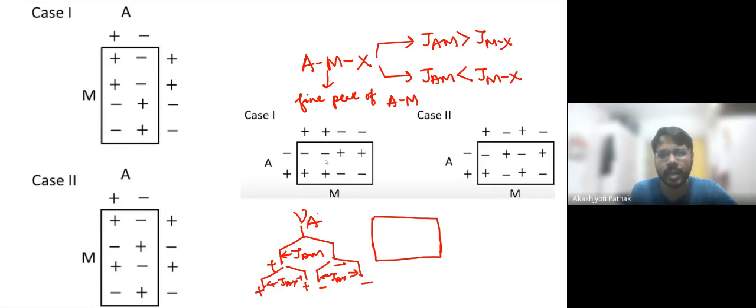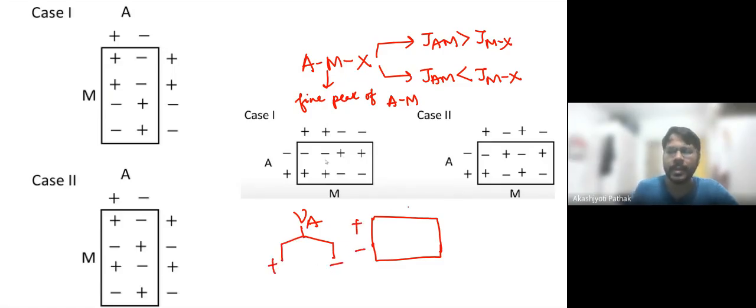so basically your A will only give you plus minus, right? A is only coupled to M, right? A is only coupled to M, so your A will only give you plus minus. But for the M, when you consider M, so M is actively coupled to A, so that is why you will get plus minus, and then it is passively coupled to X.